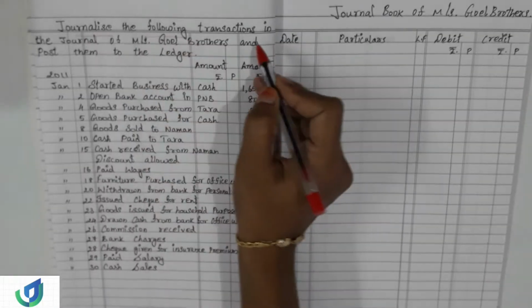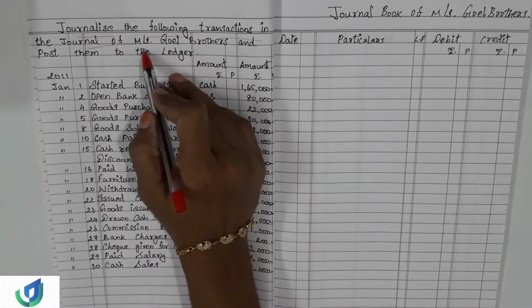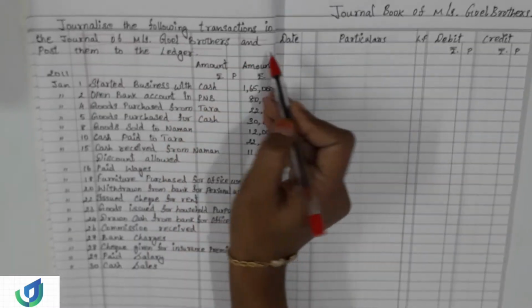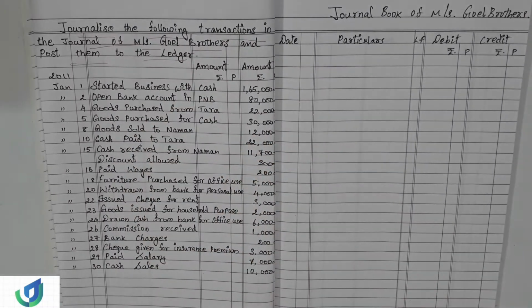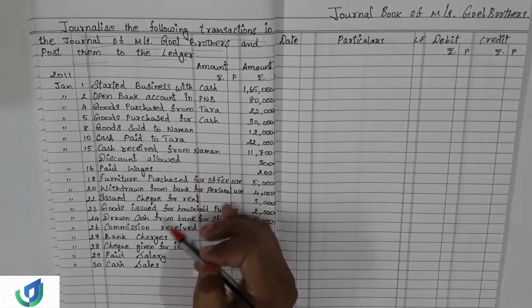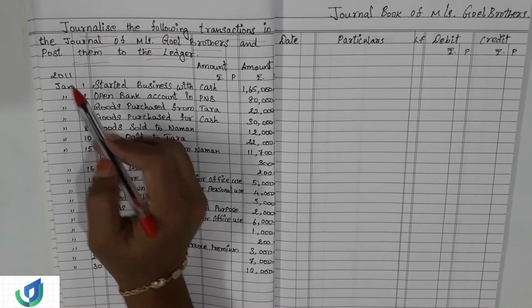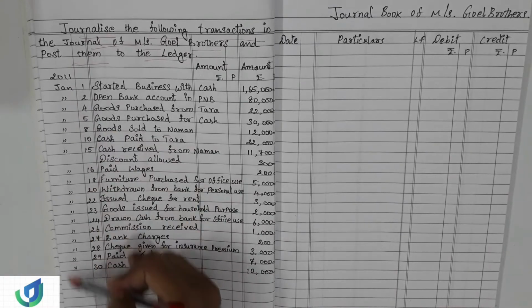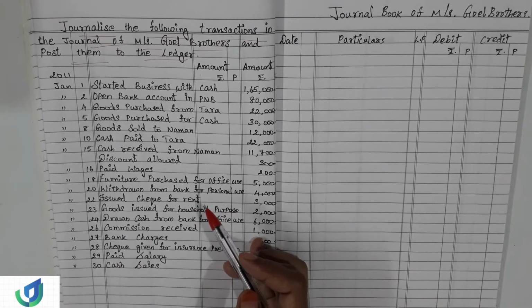Journalize the following transactions in the journal of Messrs. Goel Brothers and post them to the ledger. In this session, we are going to see only the journals. Ledger we will be seeing in the next part. Okay. In January 2011, all these transactions took place. One month's transactions we have taken up.